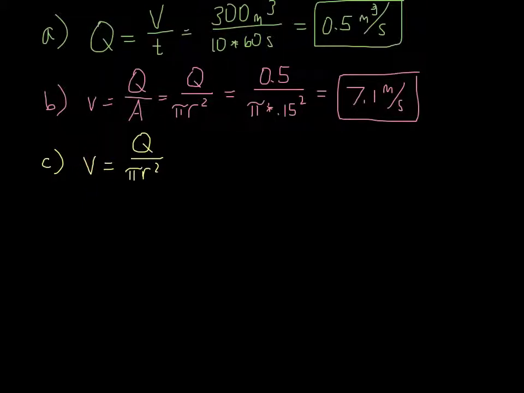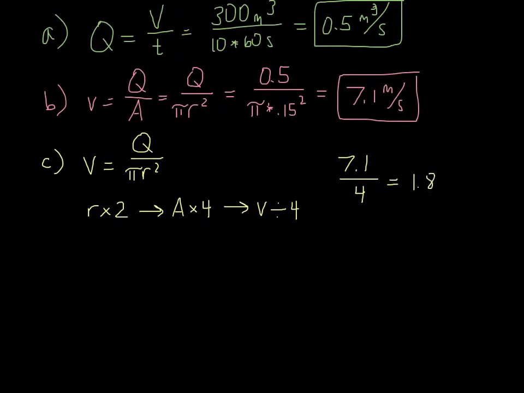So to write all that down, we can say that when the r is doubled, that means that the area is going to be quadrupled, and that means the speed is going to be 1/4 its original value. So in this case, we can take the 7.1 meters per second, divide by 4, and that gives you an answer of roughly 1.8 meters per second.